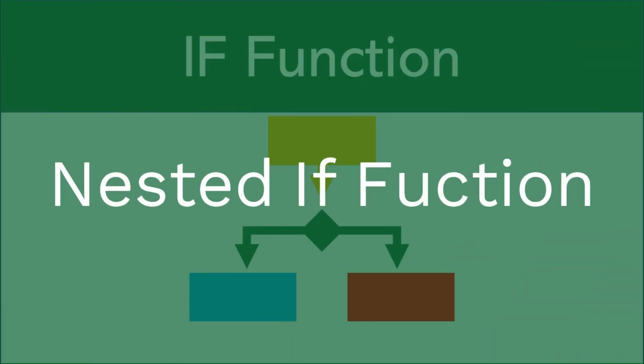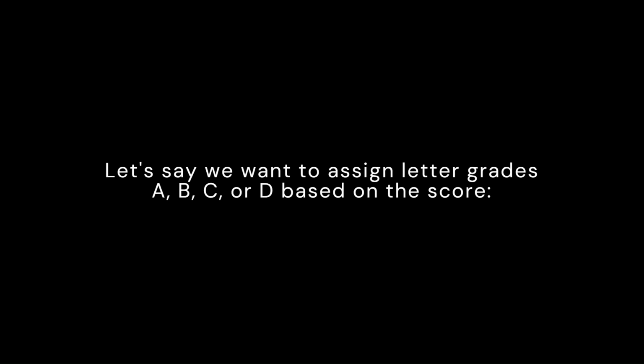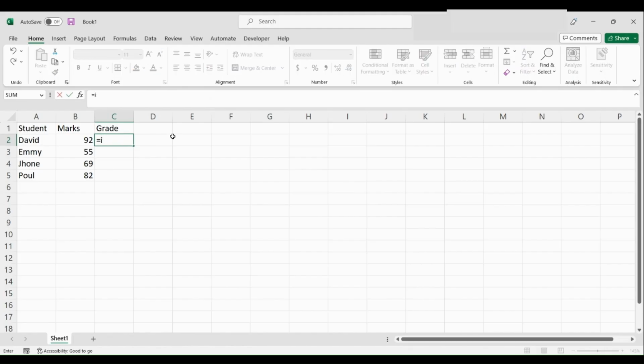Nested IF functions. You can also nest IF functions to create more complex logic. Let's say we want to assign letter grades A, B, C, or D based on the score. Equals IF B2 greater than or equal to 90, A, IF B2 greater than or equal to 80, B, IF B2 greater than or equal to 70, C, otherwise, D. This nested IF function checks multiple conditions and returns the appropriate letter grade.